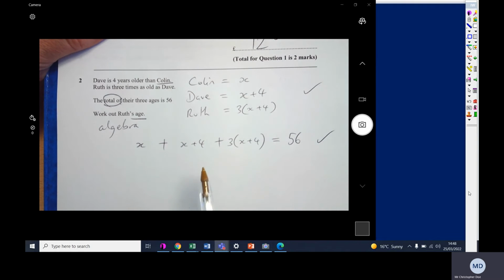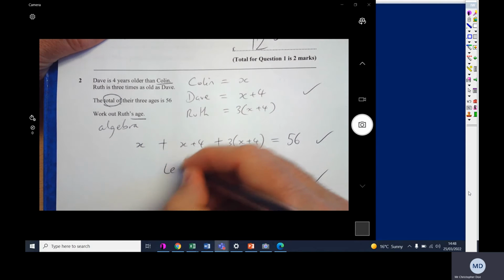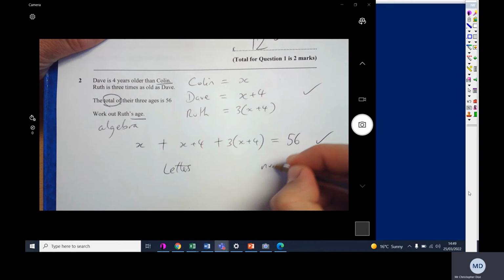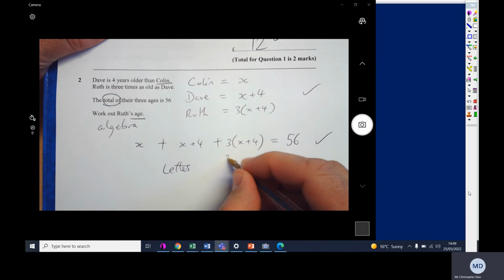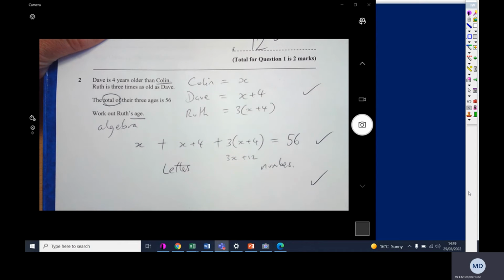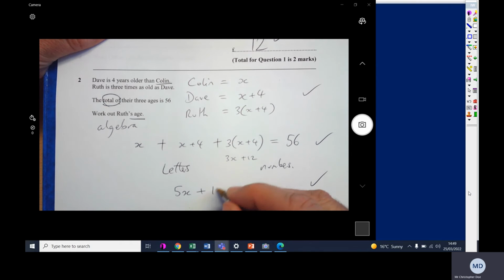Okay, the next mark is to get all the X's on one side and all the numbers on the other side. So we want letters and numbers. Let's just expand that: 3X plus 12. So on the left, we've got X plus X plus 3X, we've got 5X, and we've got 4 and a 12, so we've got 16. And on the right, we've got 56.